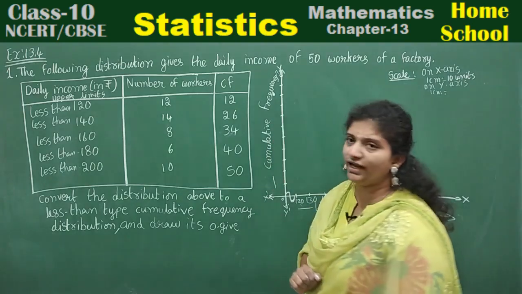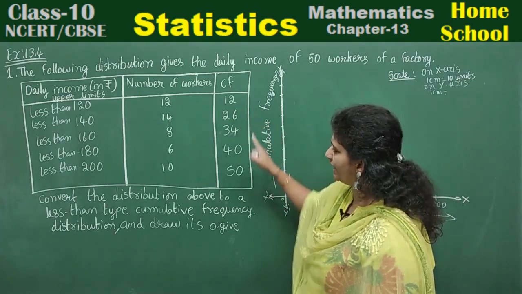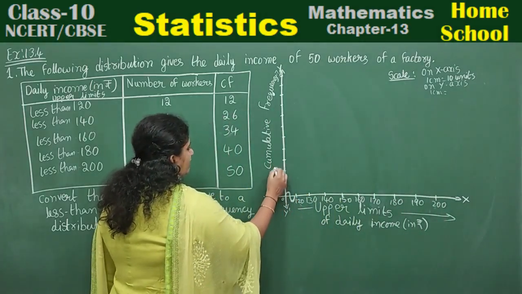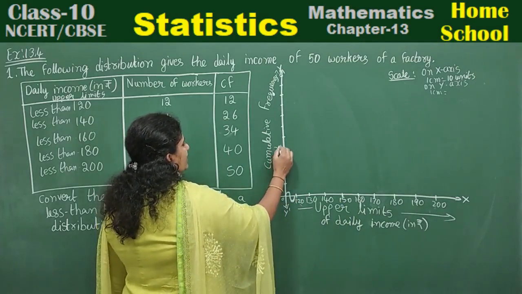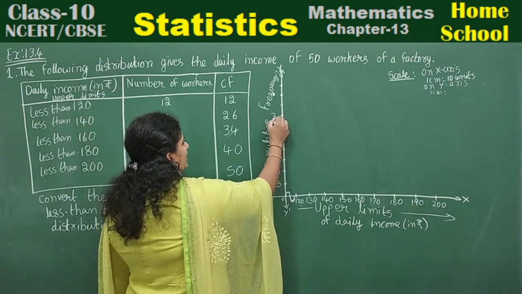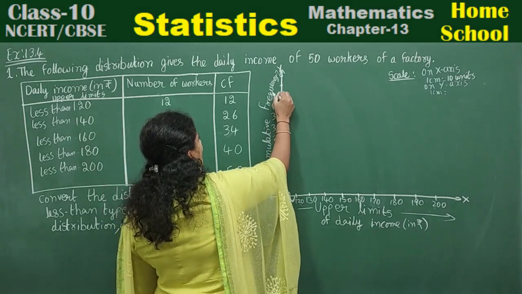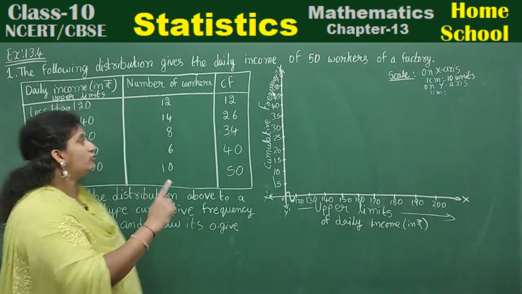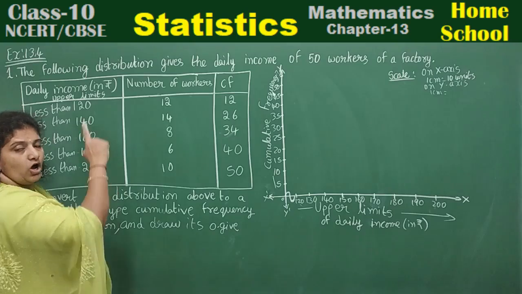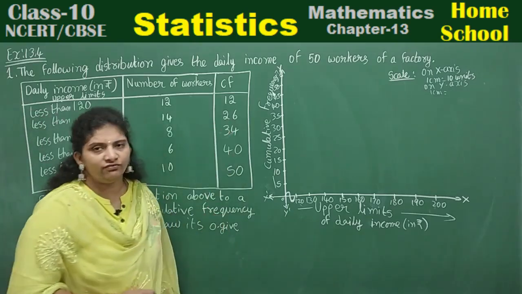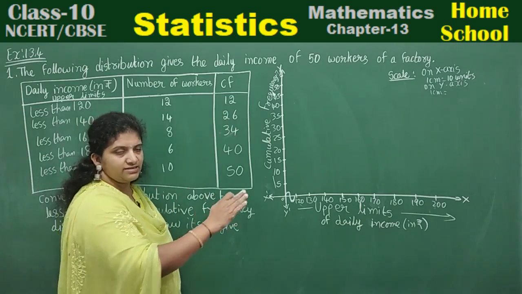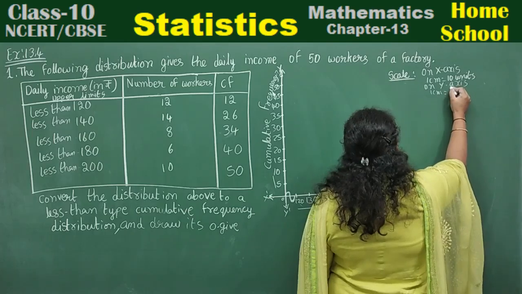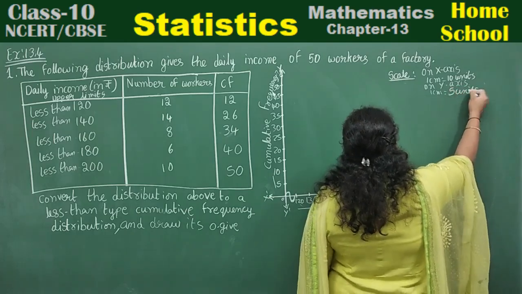Now coming to your cumulative frequency. See the numbers 12 to 50 there. So how can I plot here? Let me take 5, 10, 15, 20, 25, 30, 35, 40, 45, 50. On the x-axis, you need to plot the upper limit, and on the y-axis, the cumulative frequency. So adjust the scales: on the x-axis, 1 centimeter is equal to 10 units, and on the y-axis, 1 centimeter is equal to 5 units.